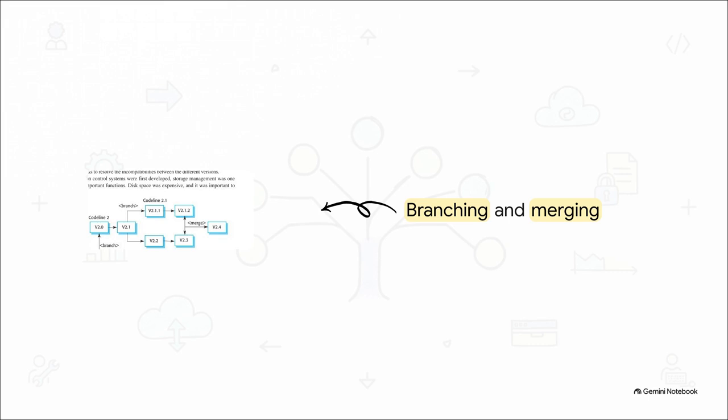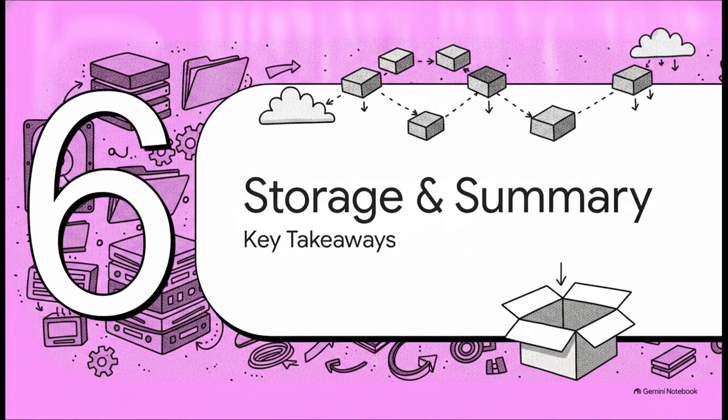So just to quickly recap, distributed systems empower independent branching, which ultimately requires an integration manager or a merging system to safely bring that code back together. Finally, Part 6, Storage and our lecture summary.